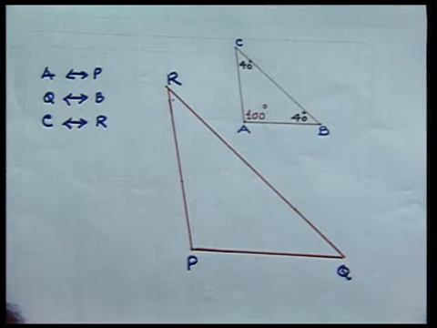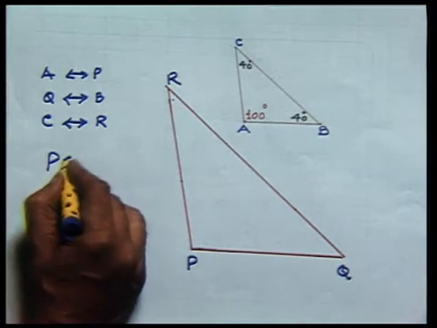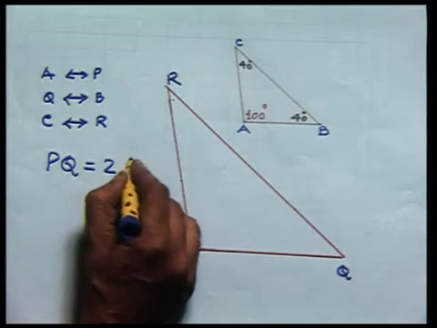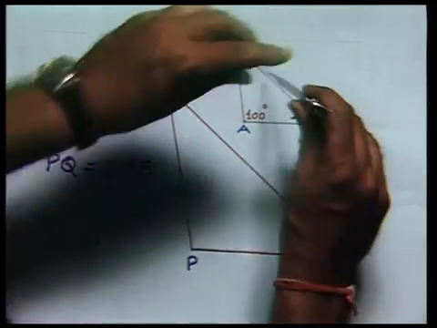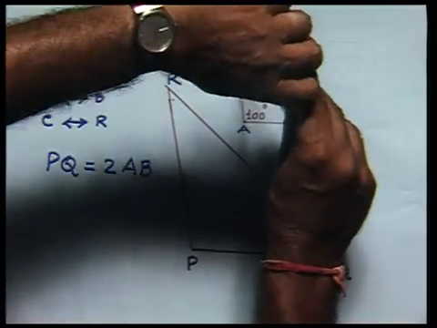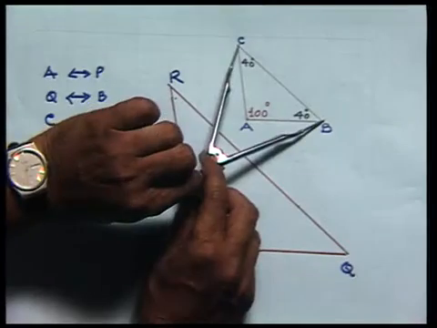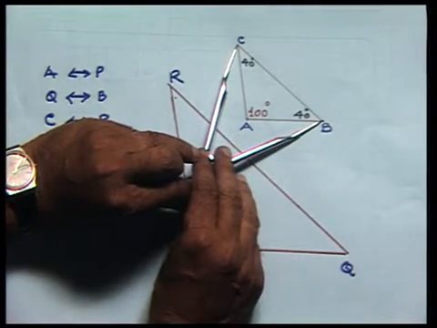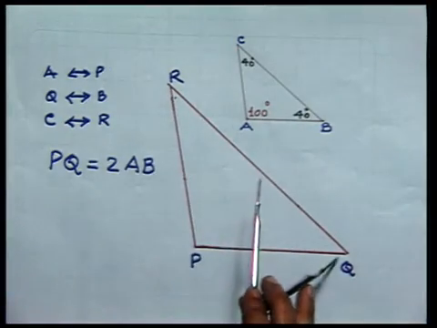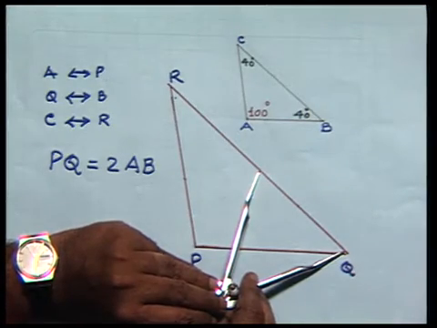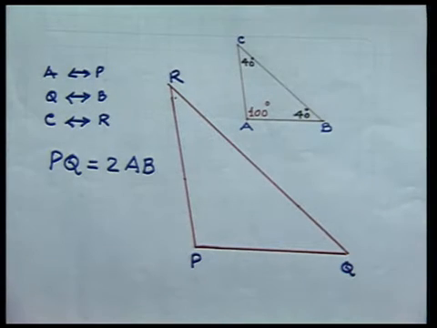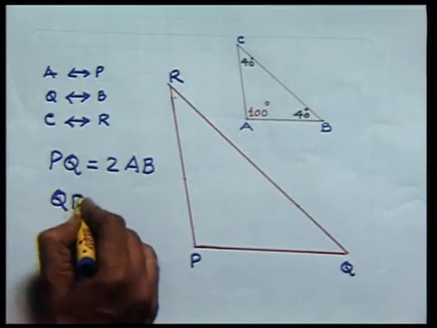So, PQ we see is twice of AB. Let us see the other sides. BC side has a length equal to this much, and corresponding to side BC is the side QR. So, here we find that QR is twice of BC.